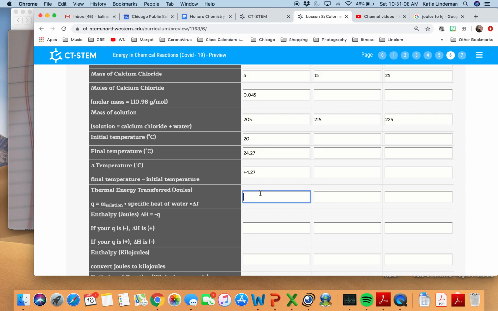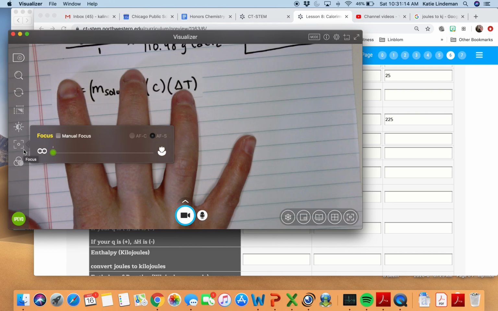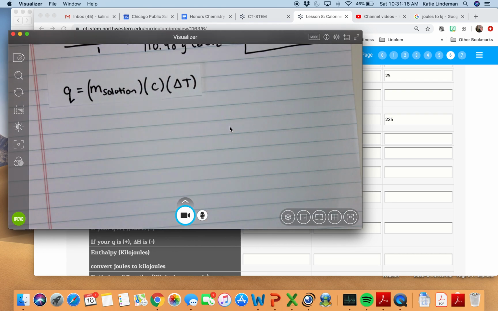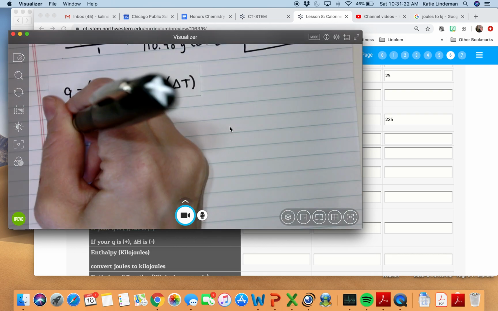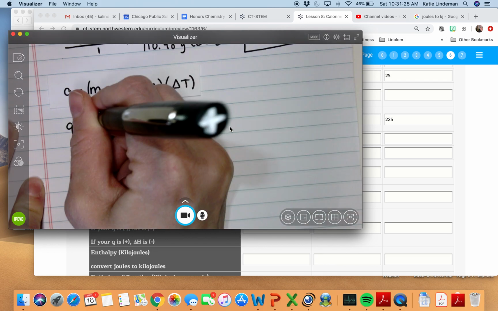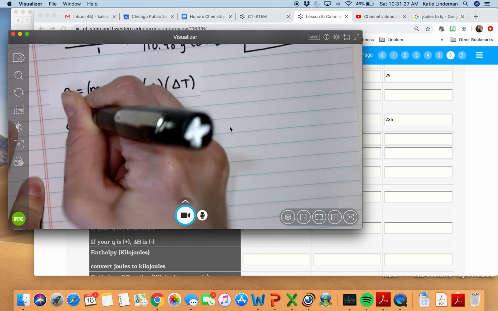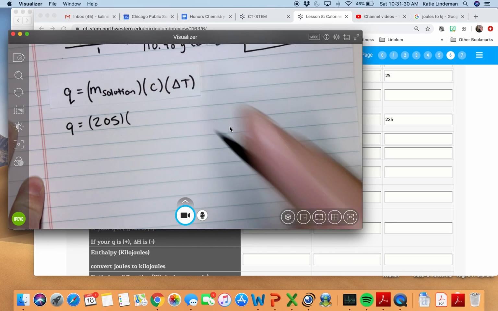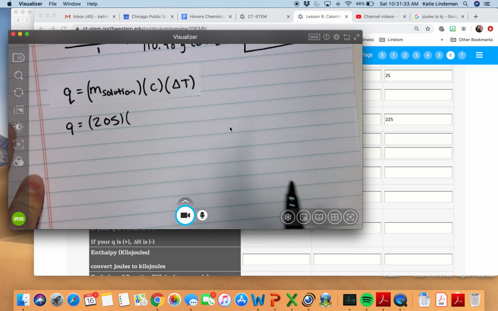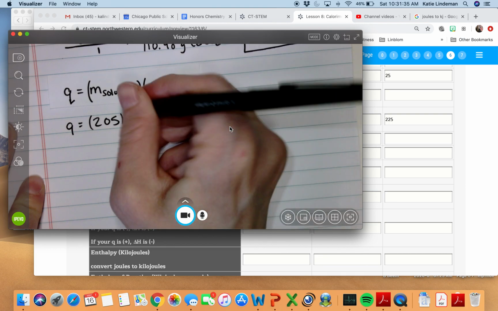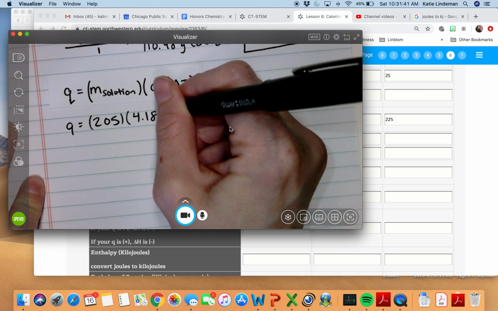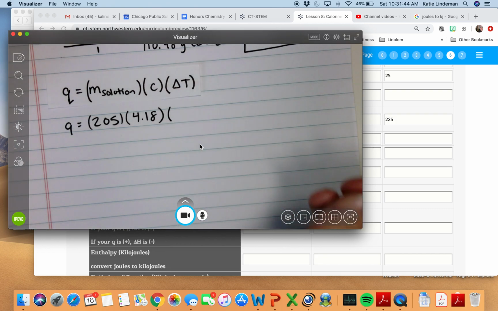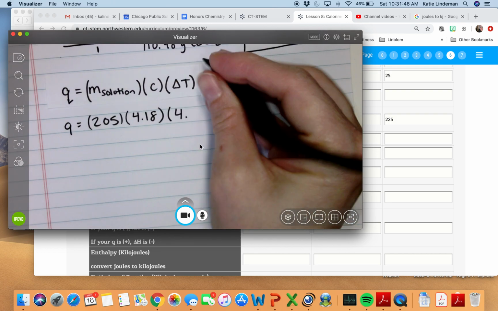Okay, so just like before, I have my formula. And go back over here. So I have my formula. Q is just equal to the mass of the solution, which was 205 grams rather, times the specific heat. The specific heat is given to us as 4.18, and then change in temperature, which I'm forgetting that number now. It's 4.27.